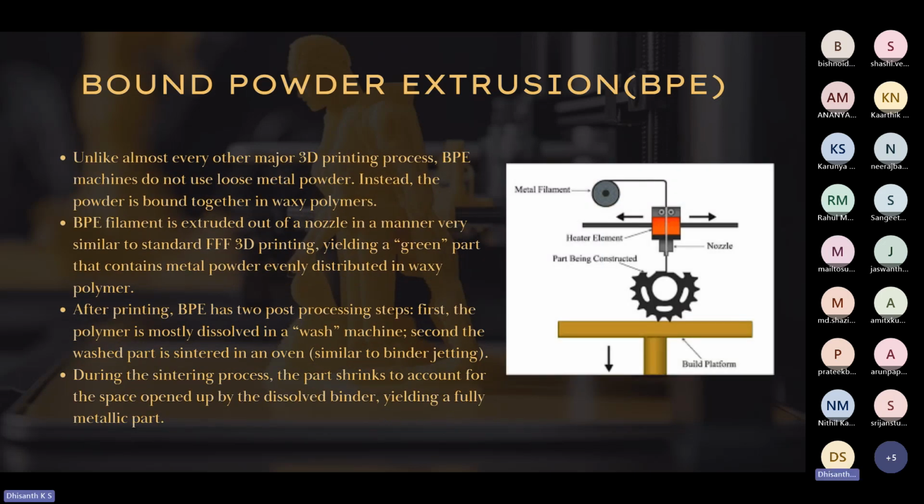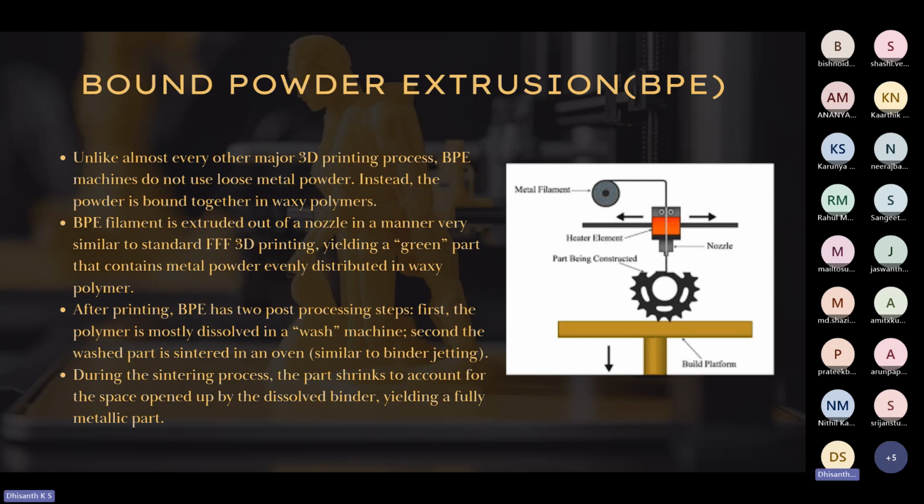Yeah, next we'll see bound powder extrusion. This is also another type of metal 3D printing technology. Earlier, we have seen 3D printing technologies based on metal powders. Here, the metal powder is not used directly. Instead, the metal powders are bound and used in the form of a filament. The metal powder is fused with some polymers, depending on the properties needed.